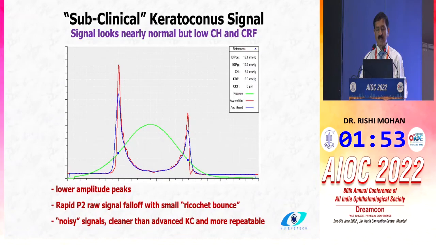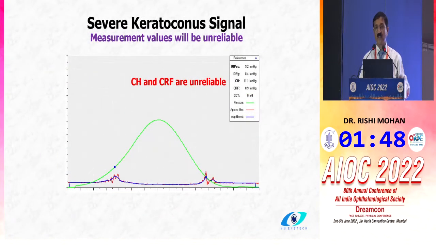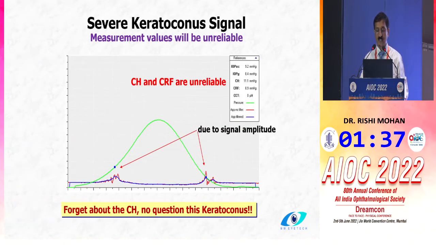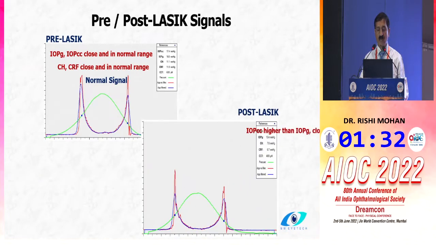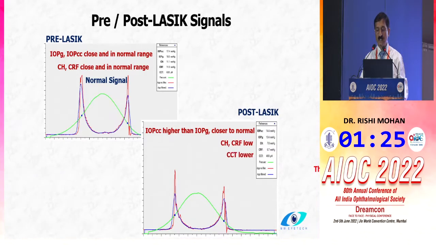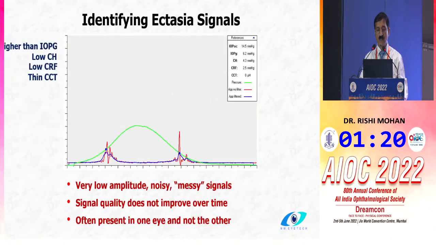So subclinical keratoconus again has been classified by these machines. Severe keratoconus, look at this. The cornea is so soft that when the air puff hits, the whole cornea just flattens. And that's why there is hardly any signal coming back from the cornea. So pre and post LASIK signals similarly are very similar, but the IOP-CC is higher than the IOP-G, again because of the fact that the cornea has been thinned. And there is a little bit of noise and P2 bounce.